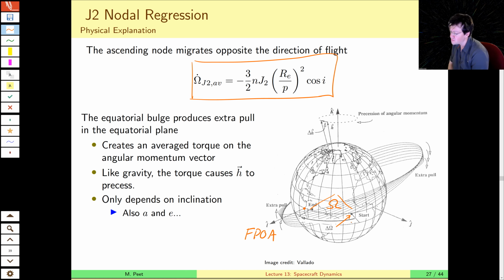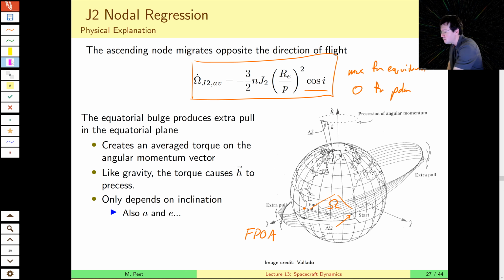So what's going on here? A couple of things we can notice. It varies with inclination. It's maximum at an inclination of 0, so maximum for an equatorial orbit, and 0 for a polar orbit. Its sign is negative, which means it's decreasing as long as you're not in a retrograde orbit. If you're in a retrograde orbit, of course, it's increasing.